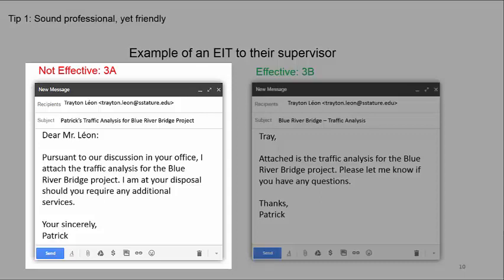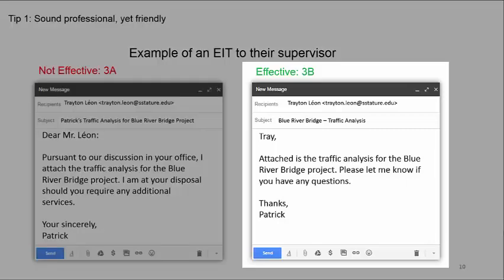Here is another email message written by an EIT to a supervisor. Example 3a is ineffective because it is too formal. Expressions like "pursuant to," "at your disposal," and "require additional services" sound stilted in an email between people who see each other regularly. "Yours sincerely" is a closing for a traditional letter, not an email between people in the same office. Instead, 3b uses friendly yet professional language.